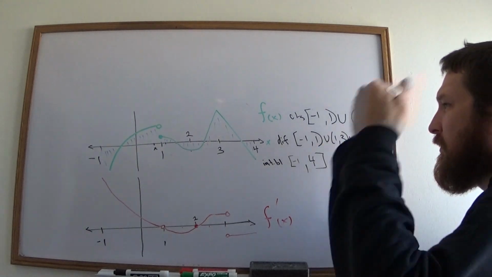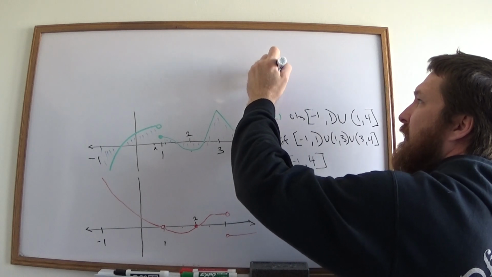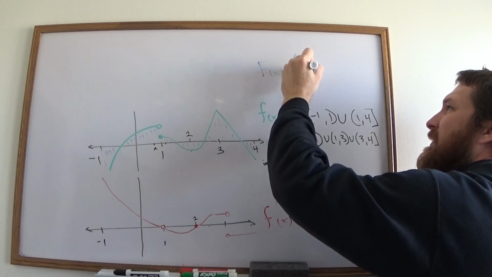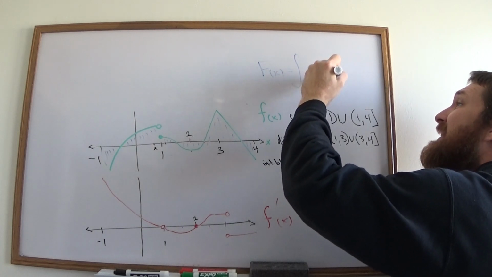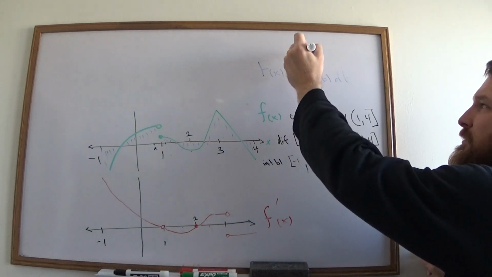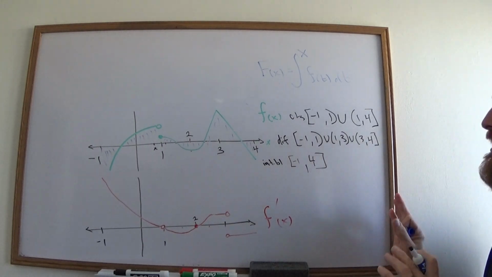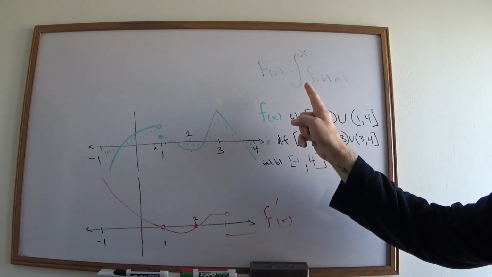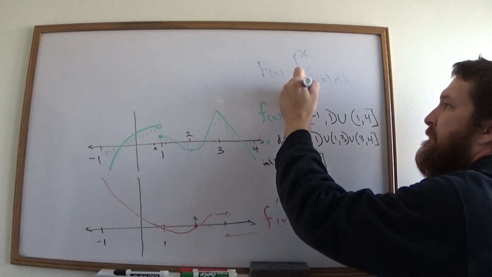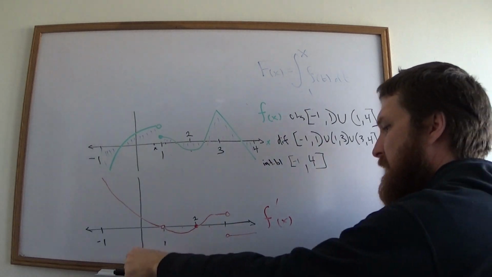Or we could define capital F of x to be the integral of little f of t dt as t goes from some number up to, say, x. Okay, right? And in this case, I'm going to say, let's let that lower bound be -1. And that's the function we want to draw right now.